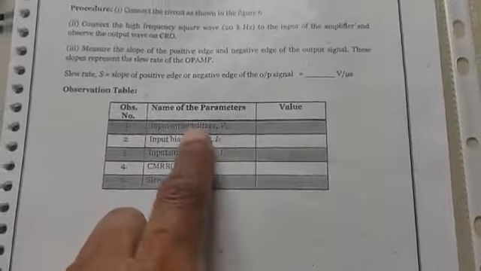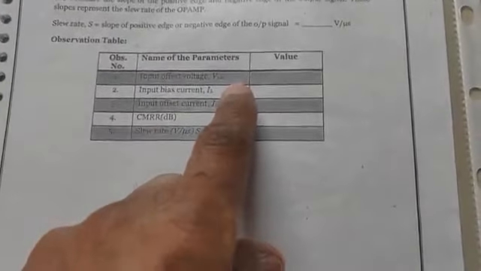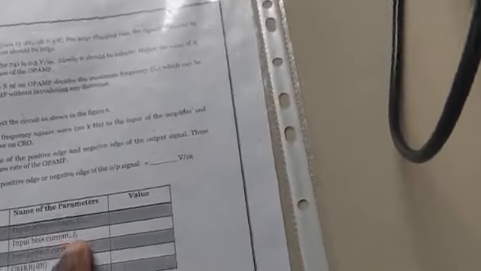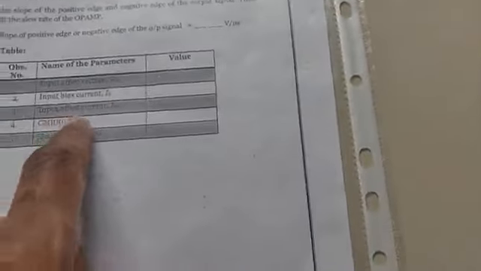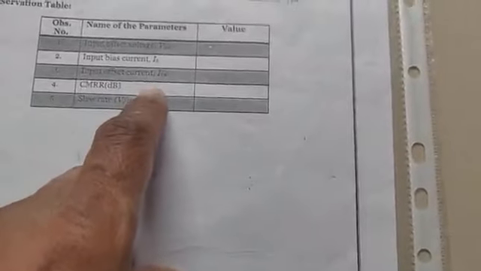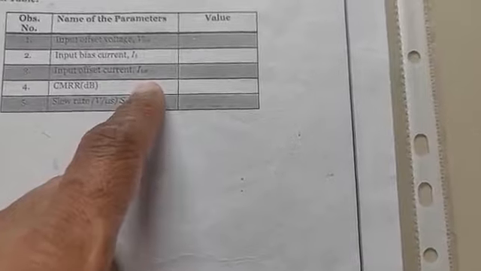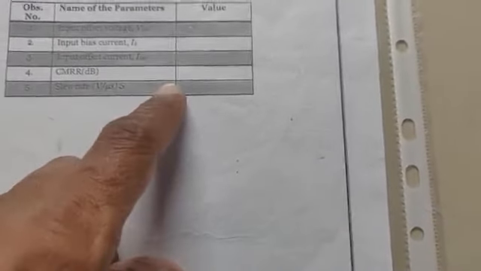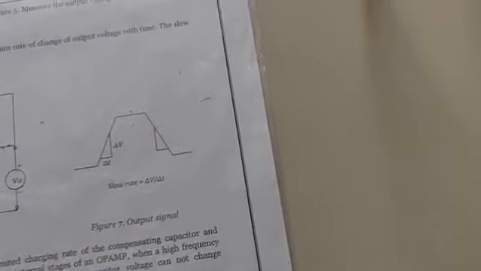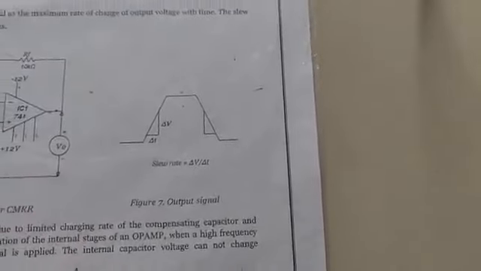And all this data you can substitute here in this observation table. The first one is the input offset voltage, whatever you have obtained. The second one is the average value of input bias current IB. The third thing is the input offset current. And the fourth one is the CMRR, and the last one is the slew rate, volt per microsecond, that is 3 volt divided by whatever, 8 microseconds or something. That will be your slew rate.